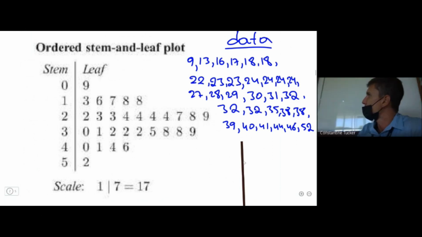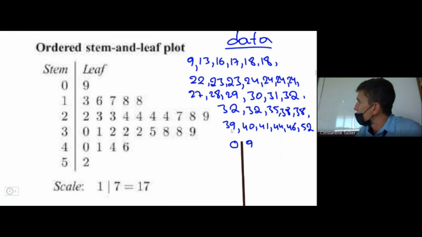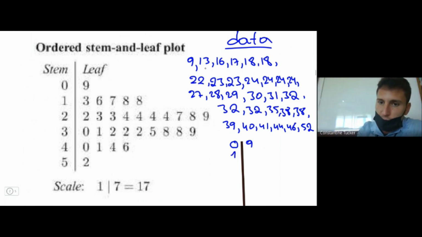How did we take the 9 and put it here, left and right? What did we do? The 9 was probably the trickiest one because it looks like it only has one number. So how do we do that? We put 0 on the left and 9 on the right. So that's how we make the 9 into a number that goes into a stem and leaf. What about 13? 1 on the left, 3 on the right.